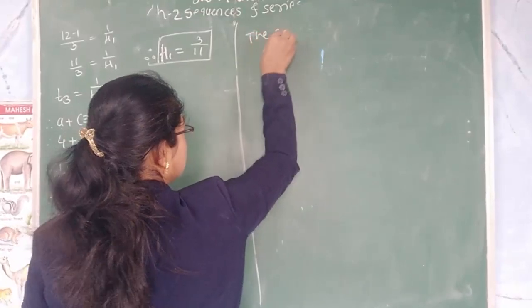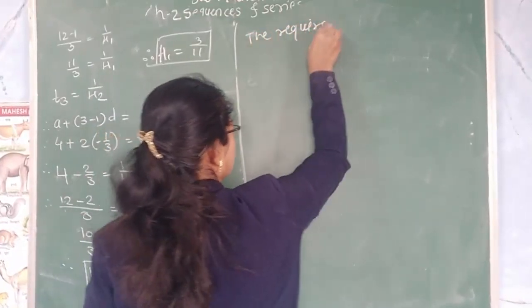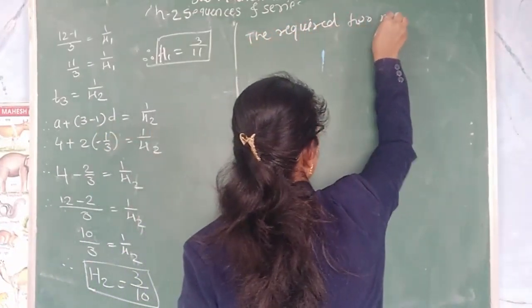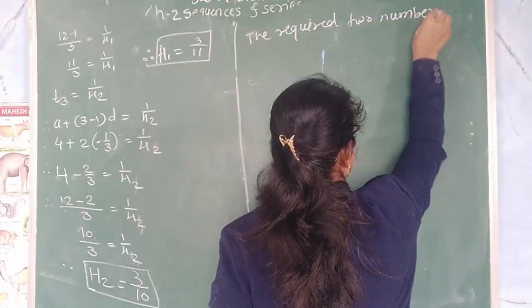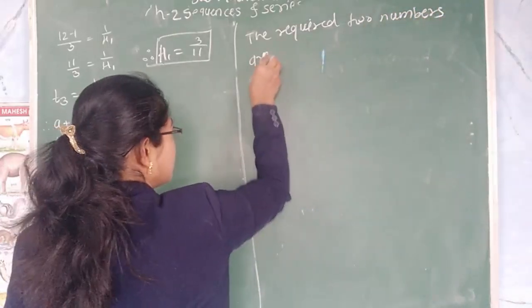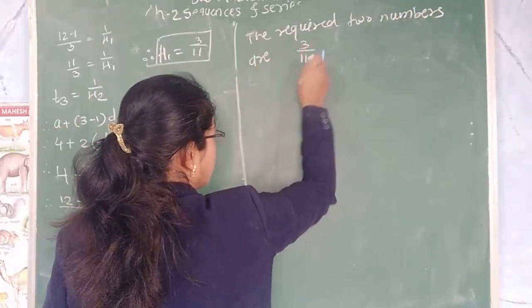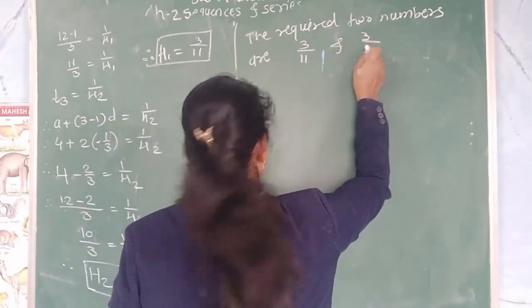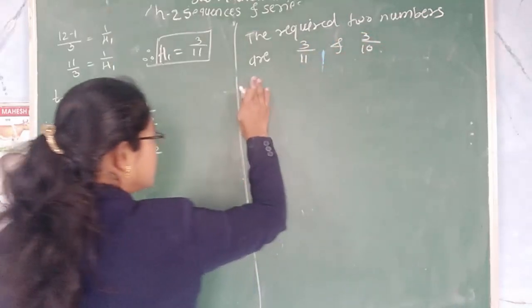The required two numbers are 3 upon 11 and 3 upon 10.